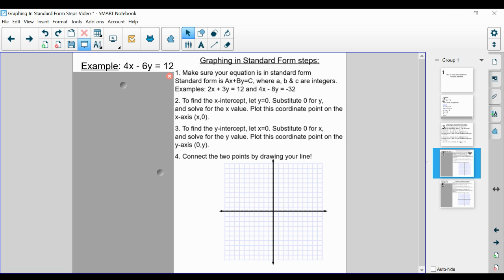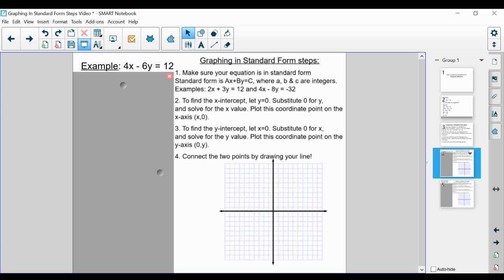So again, we have 4x minus 6y is equal to 12. Step number 1, we have to make sure this is standard form. Does it look like ax plus by equals c, where a, b, and c are integers? Yes, it does. We have 4x minus 6y. That's a subtraction sign, but that's okay. That's really like saying plus and negative. So we're okay. We're allowed to have a subtraction sign between the term with the x and the term with the y. And we're equal to a whole number.